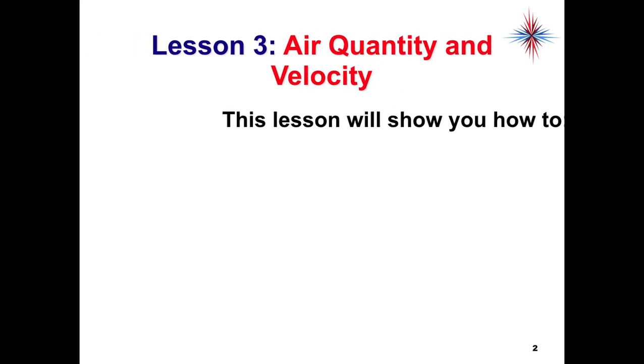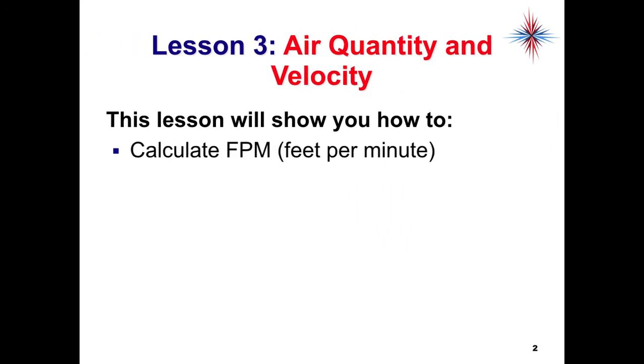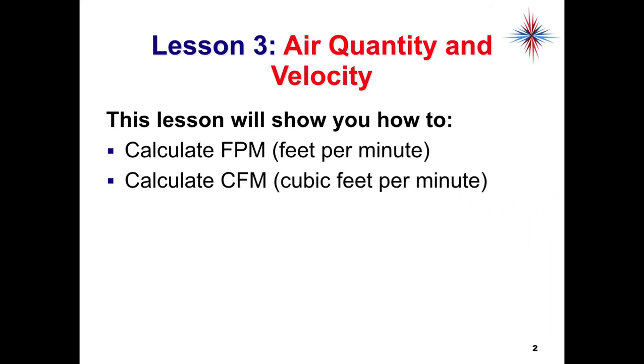Okay, in this lesson, we're going to be talking about air quantity and velocity. The velocity is how fast air is moving in a duct. It's calculated in feet per minute. We're going to show you how to calculate it. We're also going to calculate the quantity of air. That's measured in cubic feet per minute. So we have two different measurements here we're going to deal with. FPM is feet per minute. That's how fast air is moving. We're going to talk about cubic feet per minute. That is the quantity of air that we're moving.